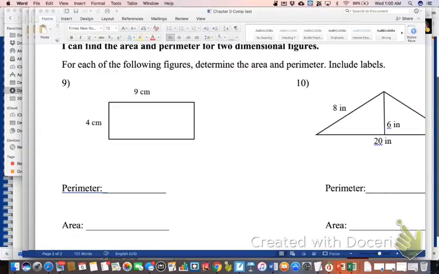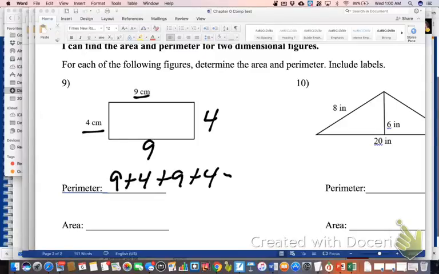Okay, for number 9, to find the perimeter of the shape. If the left-hand side is 4, that means this side has to be 4. And if that's 9, then that is 9. So I'm just going to add all 4 sides together, which is going to give me 26. And I need to remember my units. It's going to be 26 centimeters, not centimeters squared, because centimeters squared would be area. And right now I'm just finding perimeter.